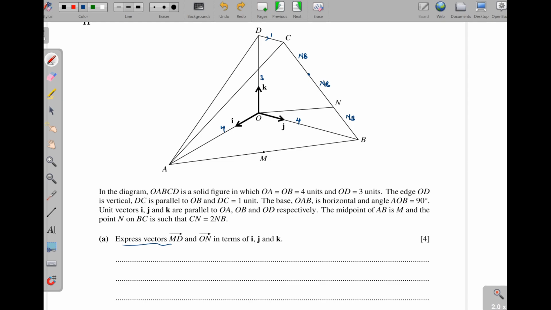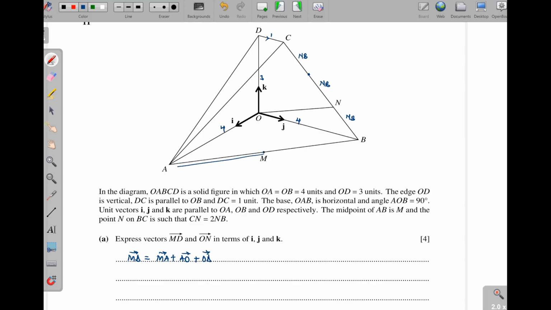Part A, express vectors MD and ON in terms of i, j and k. So when we are moving, we have to be moving through these directions here, the i's, j's and k's, okay? So MD here, from M to D. Where is M? M is here, so I can say MA, plus AO, then plus OD. You see that?